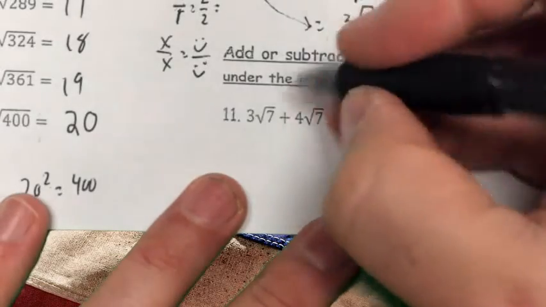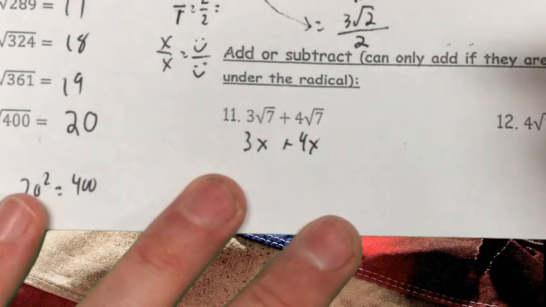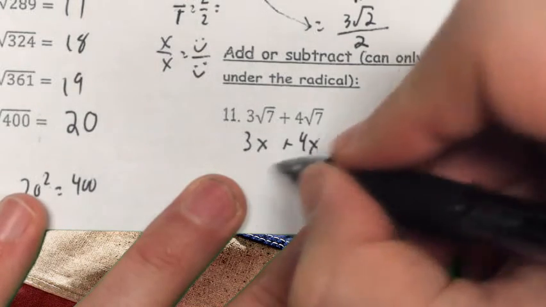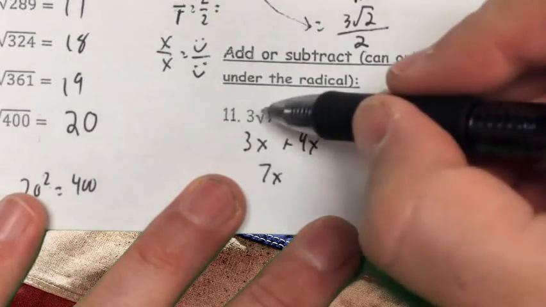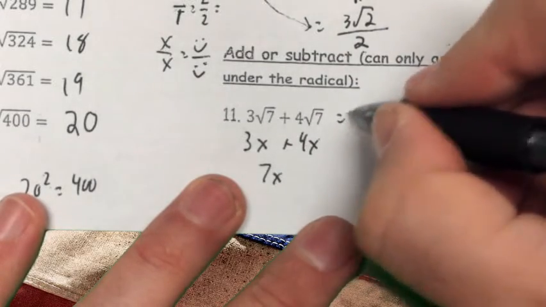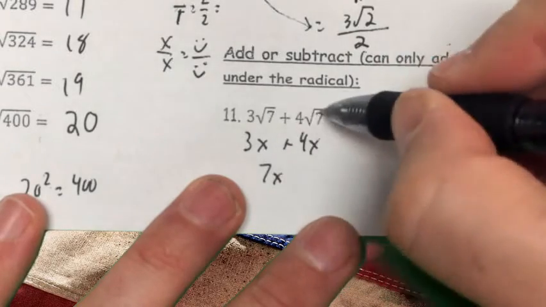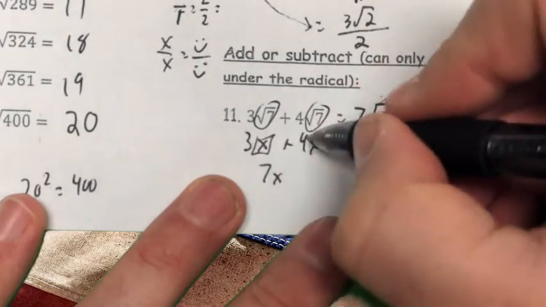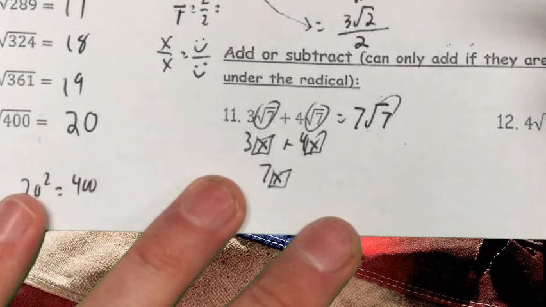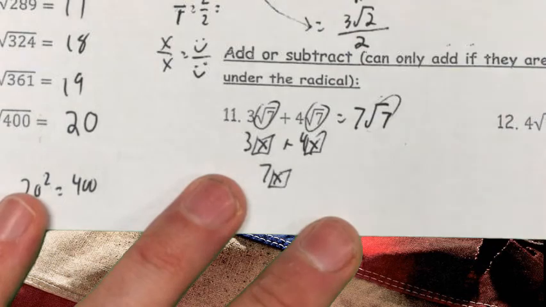Now, what I want you to think about here is that if this had been 3x plus 4x, you would just rewrite this. 3x plus 4x is 7x. This is going to have the exact same pattern here. 3 root 7 plus 4 root 7 is 7 square root 7, because 3 plus 4 is 7, and this symbol here does not change. So 3 root 7 plus 4 root 7 is 7 root 7. Same way that 3x plus 4x is 7x. Okay?